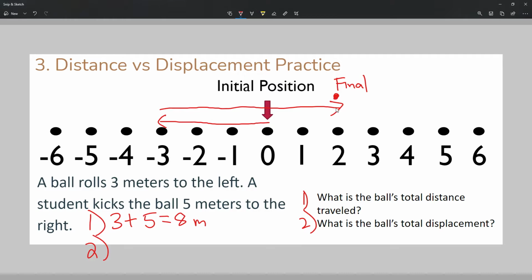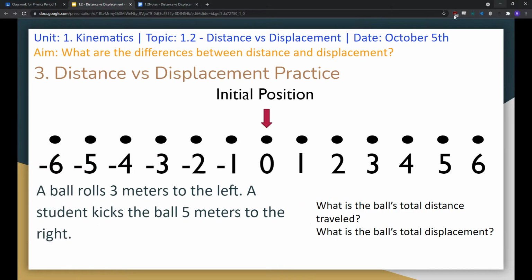Well, what's my ball's displacement? How far am I from my initial position? Well, I'm 2 meters from my initial position. Well, we'll also have to add the direction, right? My final position is east of my initial. All right? My final position is east of my initial position. It's where I ended up. Move on.